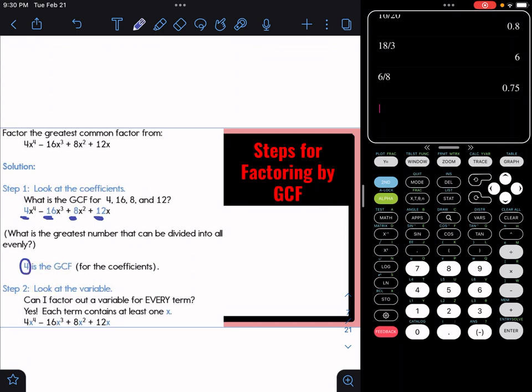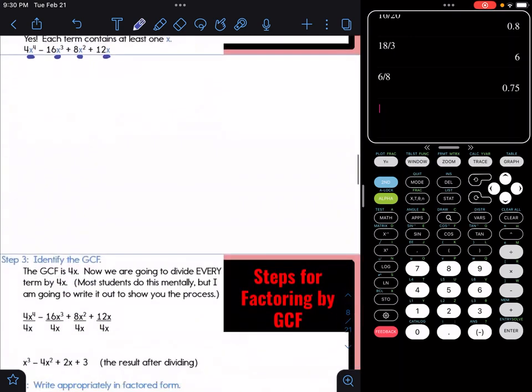4 is the biggest number that I can divide evenly into each of those coefficients. Then I look at the variables. I have x to the fourth, x to the third, x squared, and x. I look for the one with the least exponent, which would be x to the first.